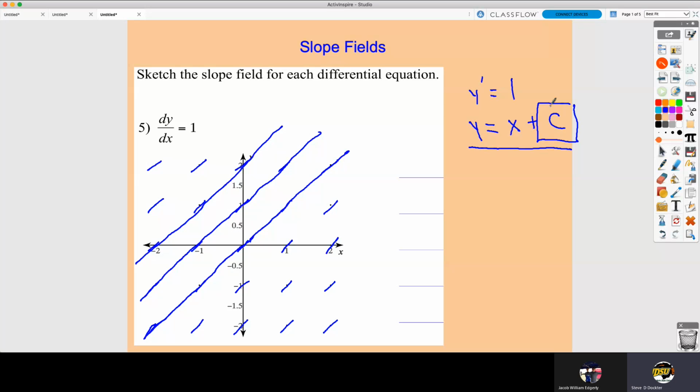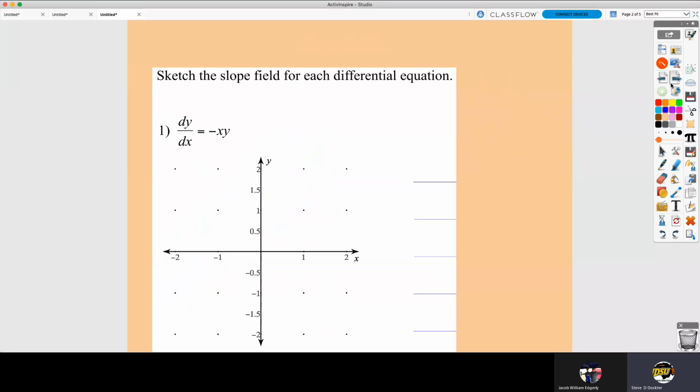So this is called a slope field because it's going to give you the slope of the line at each one of those points. Then, if we were just given the slopes, we could graph out all of the different lines that we would have here. Okay, so let's go to a little bit harder one.